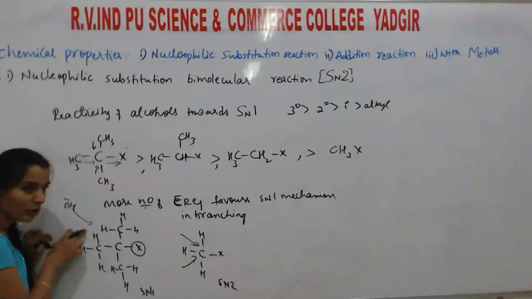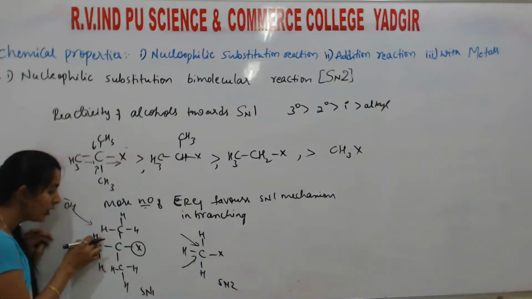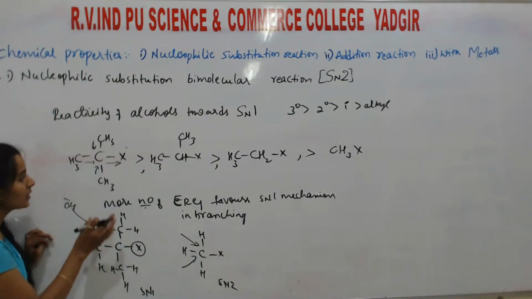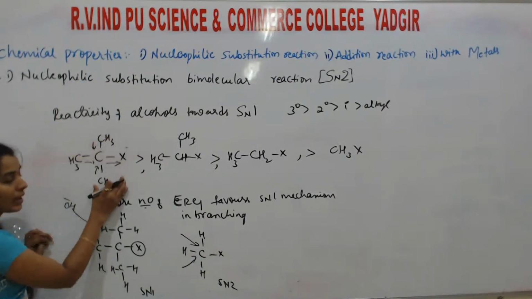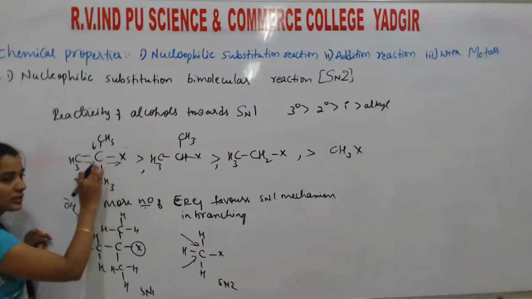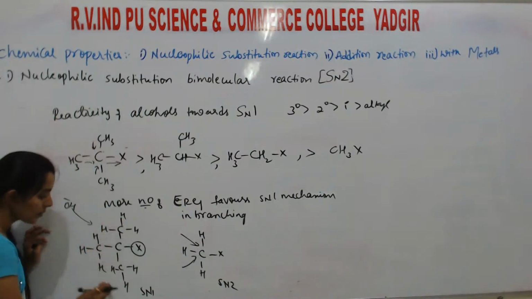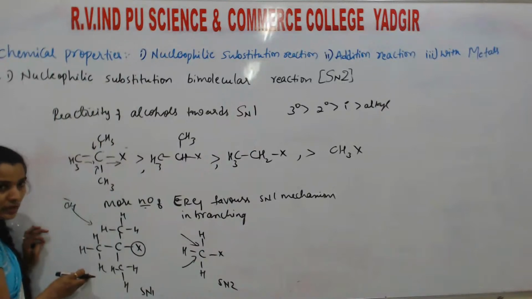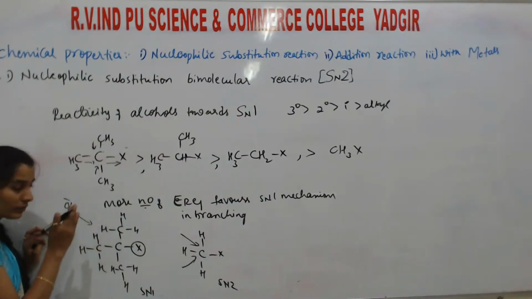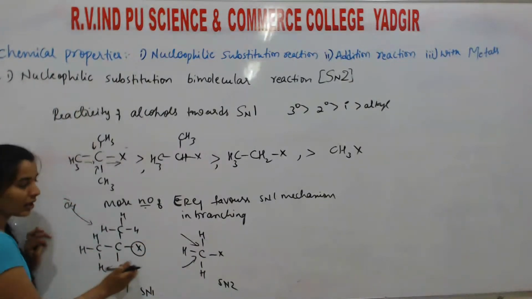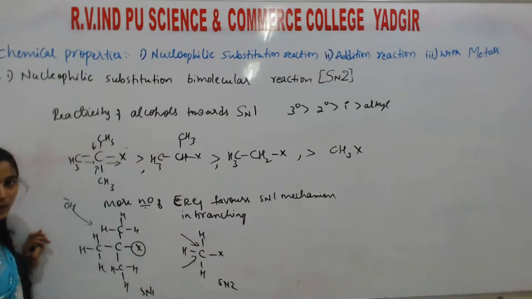Here there is not much space for the incoming OH minus ion. If incoming OH minus comes from this side also, there is a repulsion between these molecules and these molecules. As I know, these are already stable molecules. These are bonded with what? This carbon atom. It is a stable compound. It won't break the stability. So there is not much space for the incoming nucleophile in the tertiary carbon atom. That's why SN2 mechanism is least in tertiary carbon, most in primary carbon.